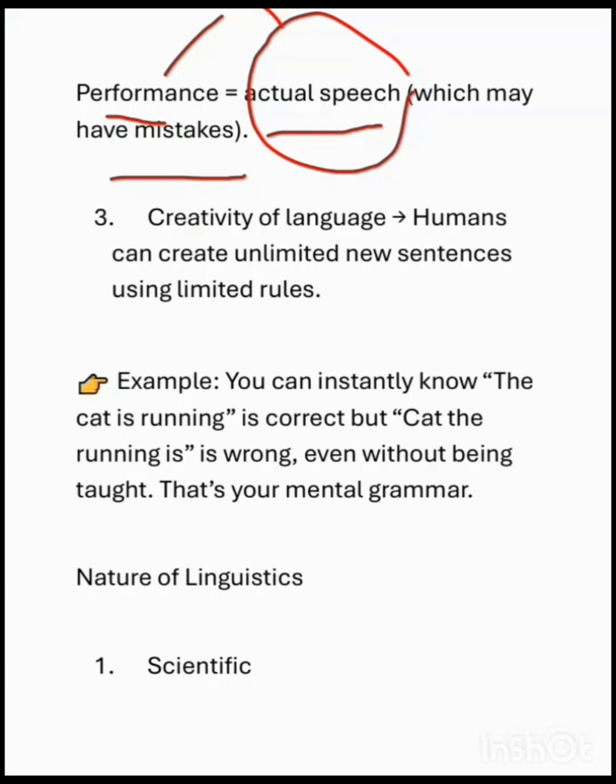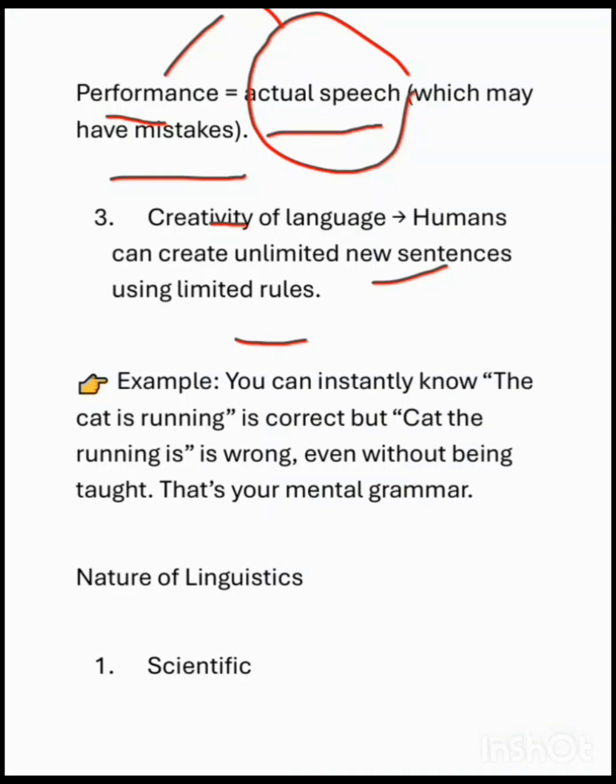Then creativity of language. Humans can create unlimited new sentences using limited rules. So in the language session I talked about the Chomsky definition of language. He said that there are finite elements, and from these finite elements we can create infinite elements. For example, we have a finite set of words, the words like eats, dogs, runs. So we can create a number of sentences using these finite words. So this is creativity or productivity of language.